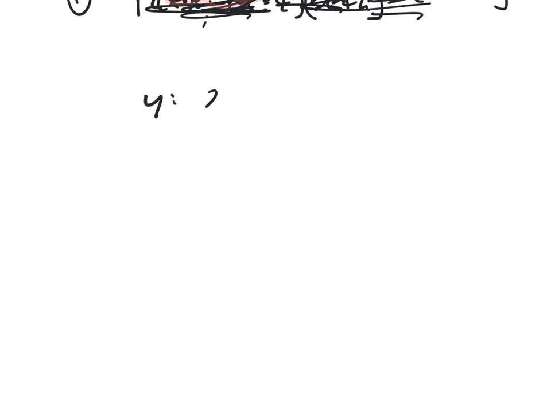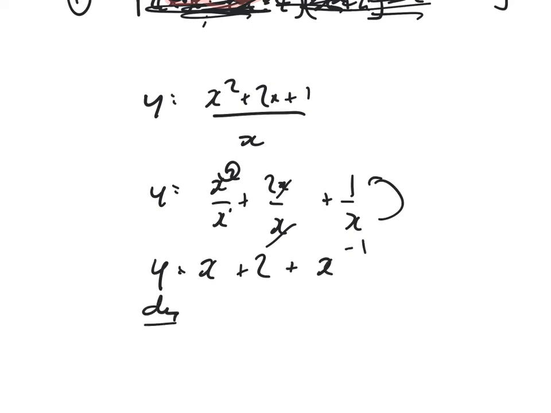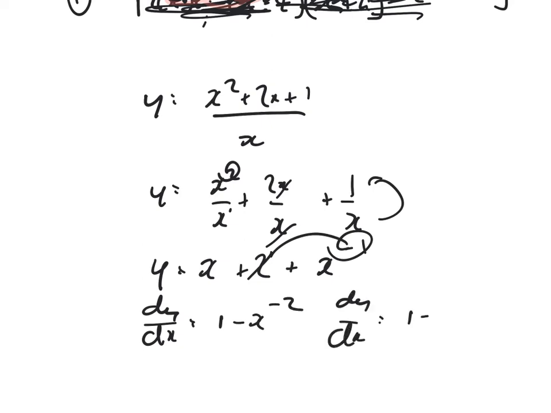Okay, let's try another. y equals x squared plus 2x plus 1 all over x. I'll split it up: x squared over x plus 2x over x plus 1 over x. Okay, so 2 take away 1 is 1, so it's going to be x to the 1, x. Those two will cancel, that's just plus 2. And I'll bring that up, and that will be x to the minus 1. I can now differentiate. Differentiate x and you get 1, differentiate 2 and it vanishes. And that will be minus x to the minus 2. Tidy it up, and that is 1 minus 1 over x squared.